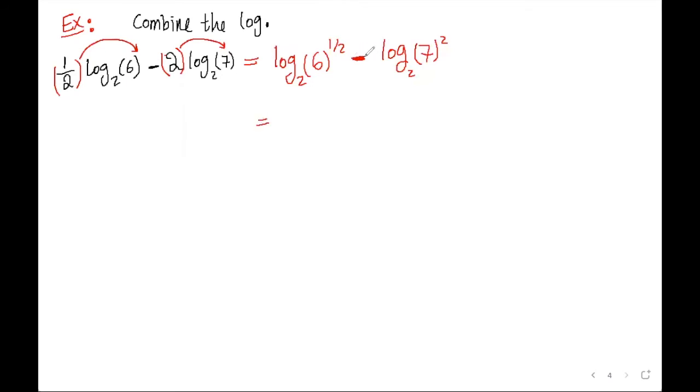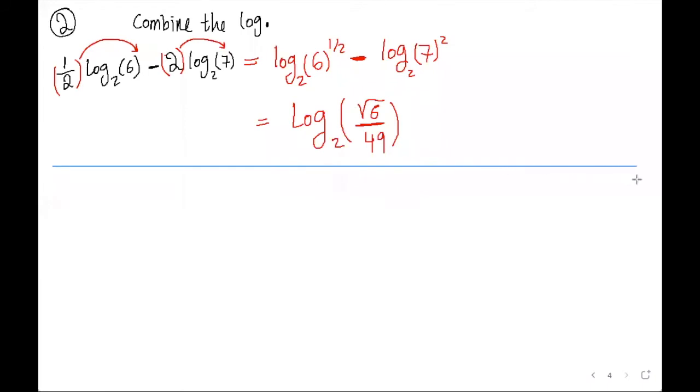Now we have subtraction with the same base. This means we have to divide. So this means log of 6 to the power 1/2, which is the square root of 6, over 7 squared, 49, to the base 2. Any question? Is it clear? You just have to apply the laws of the logarithm. It's not hard. You just have to memorize the laws of the logarithm.